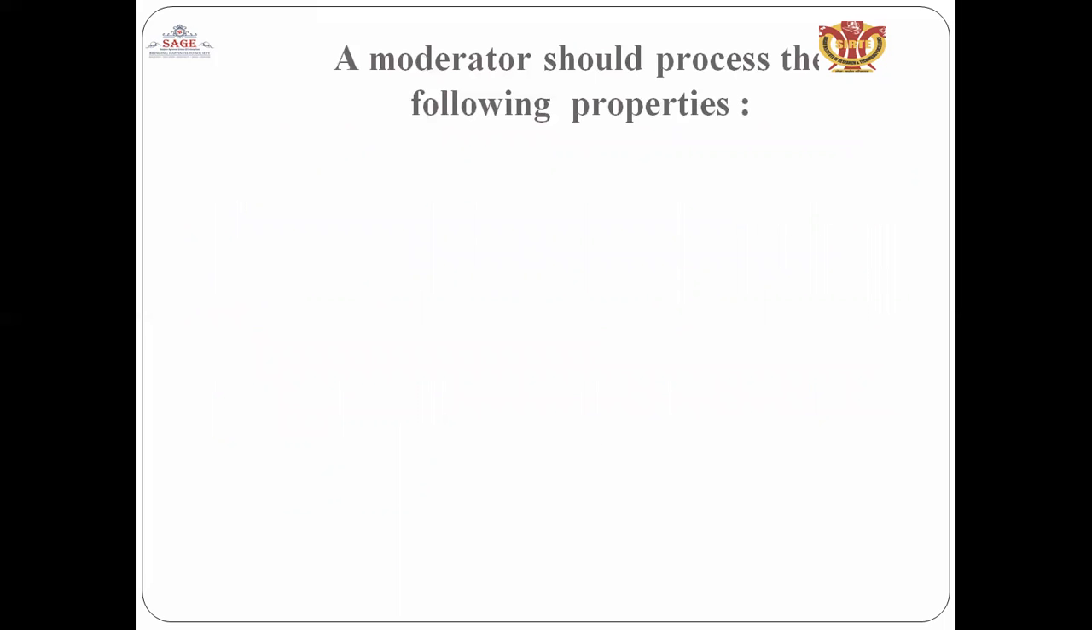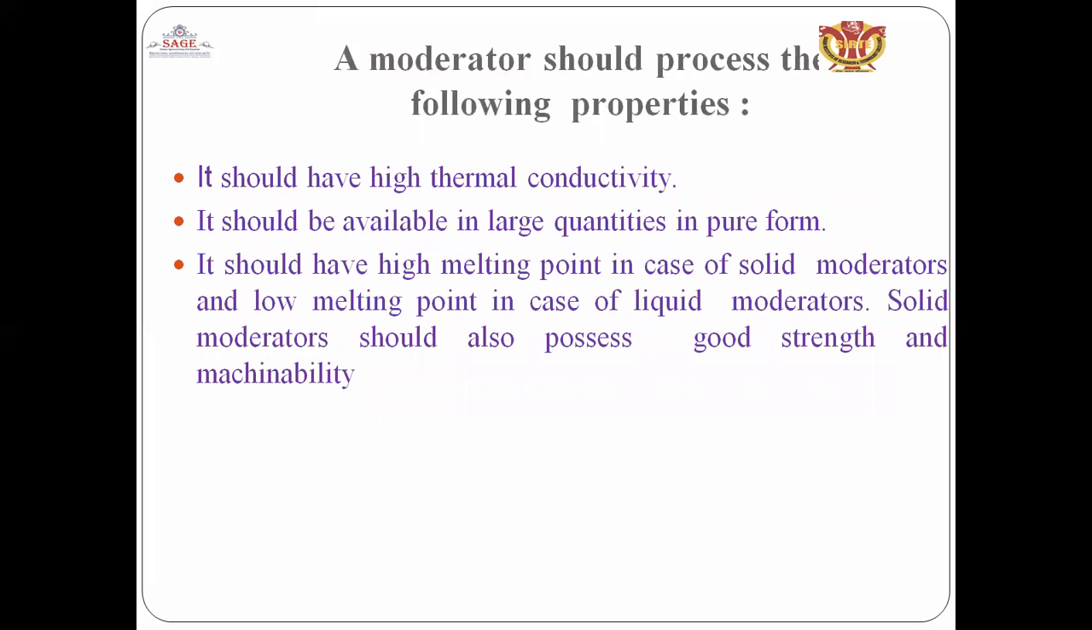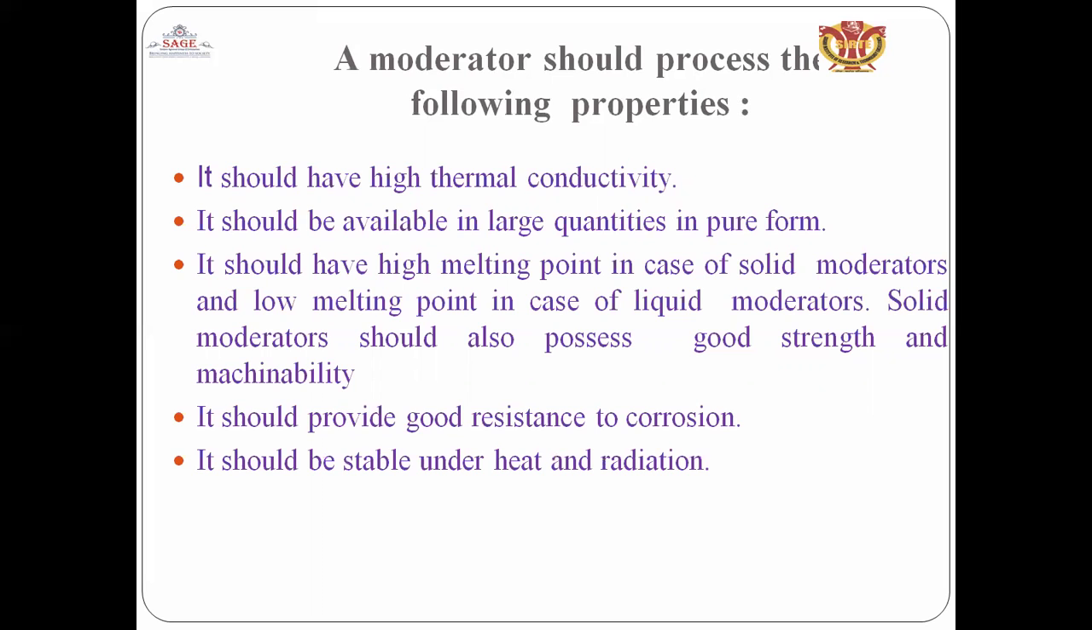A moderator should possess the following properties. It should have high thermal conductivity. It should be available in large quantity in pure form. It should have a high melting point in the case of solid moderators, and a low melting point in the case of liquid moderators. Solid moderators should also possess good strength and machinability. It should provide good resistance to corrosion, and it should be stable under heat and radiation. Finally, it should be able to slow down the neutrons.